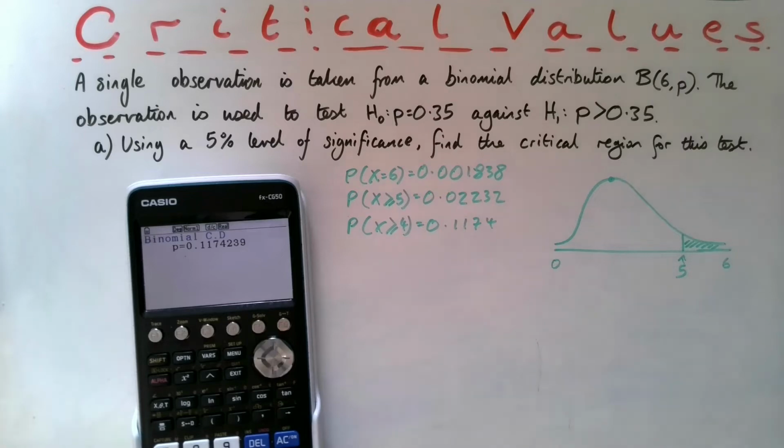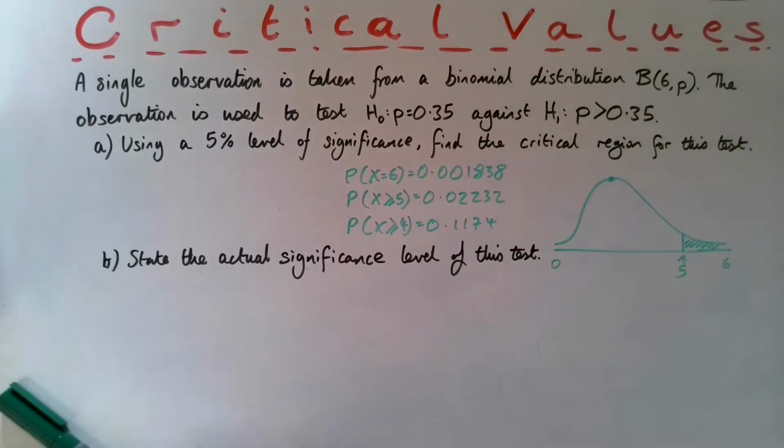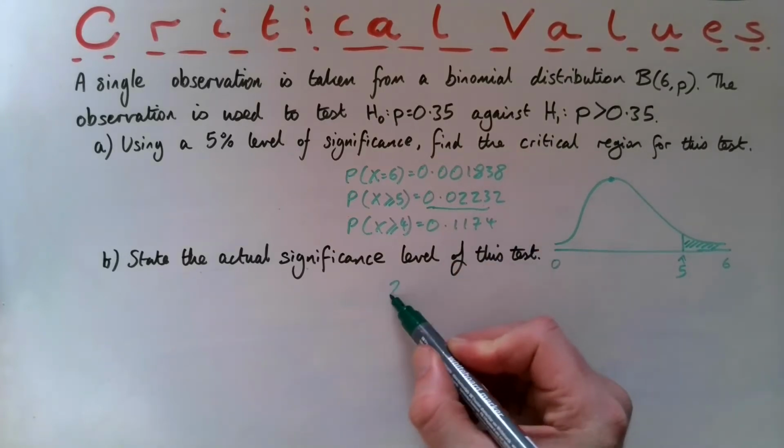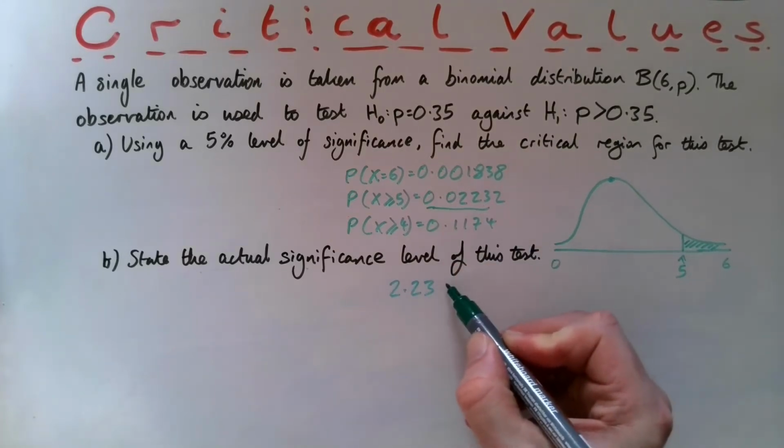And that was actually going to be the second question on here. So, stating the actual significance level of the test would just be to say, well, the actual significance level of the test is this bit here, isn't it? It's 2.23%.